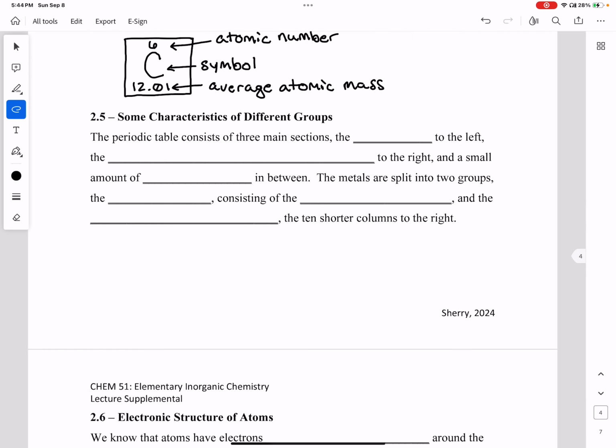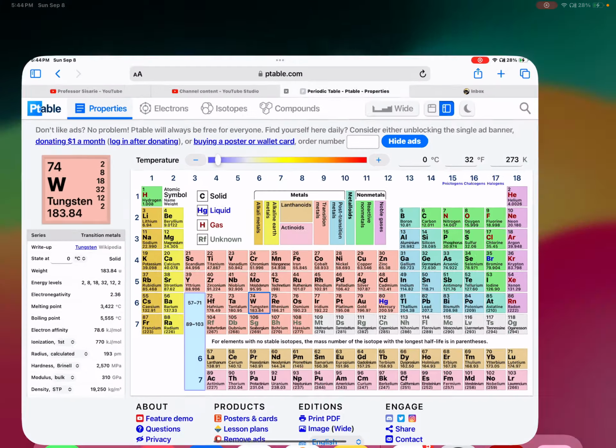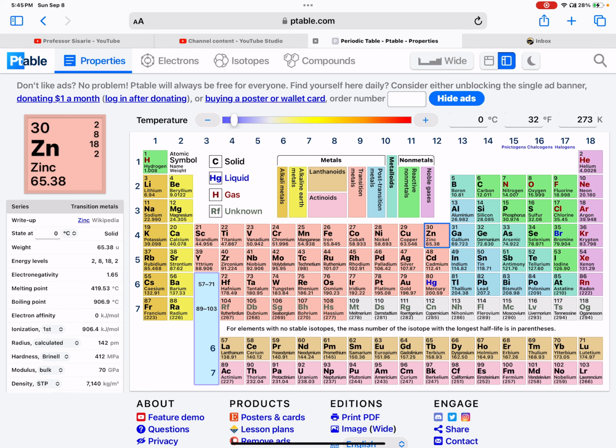So what are some different characteristics of these groups on the periodic table? So let's write this down and then we'll take a look. Or maybe we'll flip back and forth. So on the left side of the periodic table are the metals. Yes, let's flip back and forth. So everything from zinc to potassium, all the way up and down, and even under this staircase, are metals. Okay, there's a lot of metals.